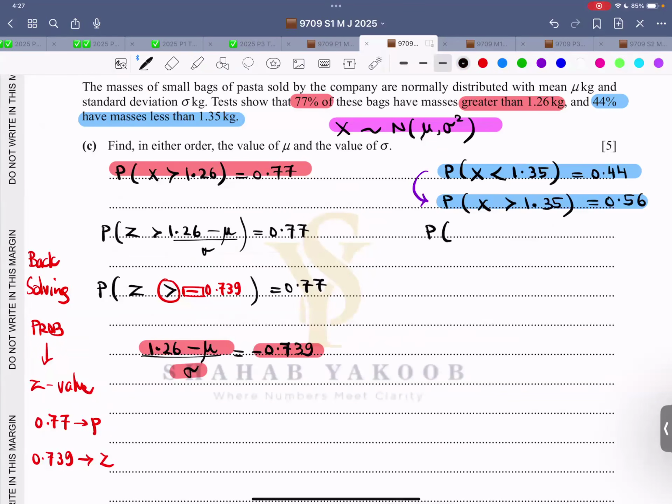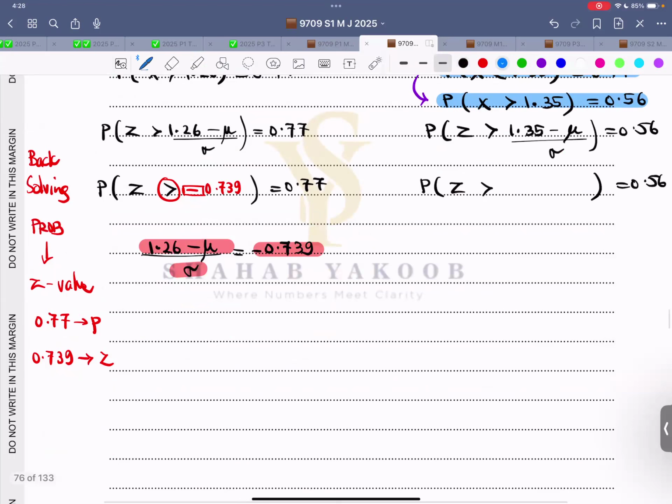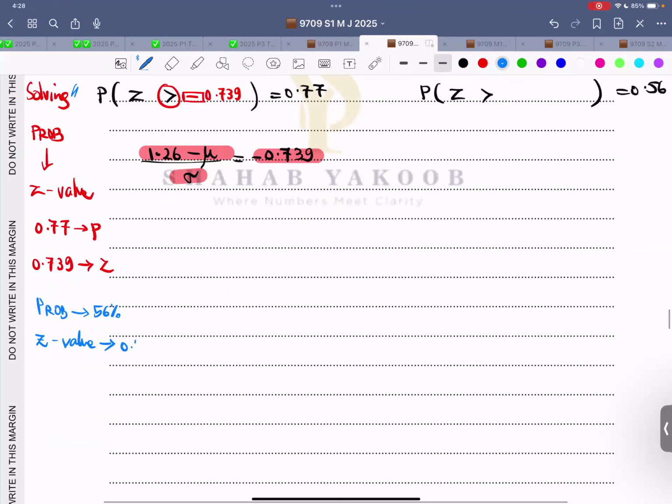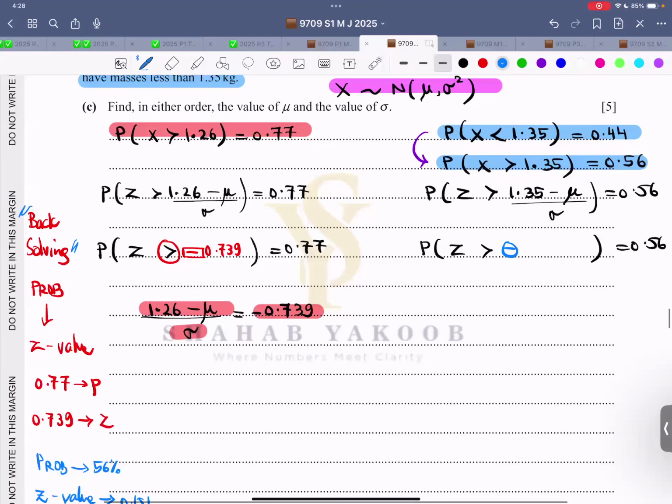Now I'll write probability Z is greater than (1.35 minus mu) divided by sigma is 0.56. Probability Z greater than something is 0.56. Again, it's a scenario of back solving. And now the probability value is how much? That is 56% or 0.56. And the corresponding Z value, also double check my working, is 0.151. So therefore, again, a negative sign because of this greater, and this is 0.151.